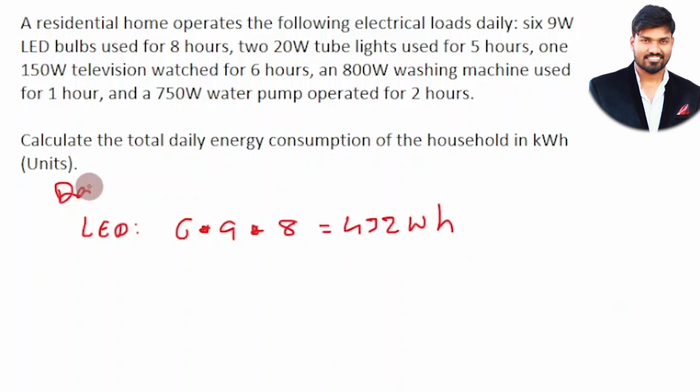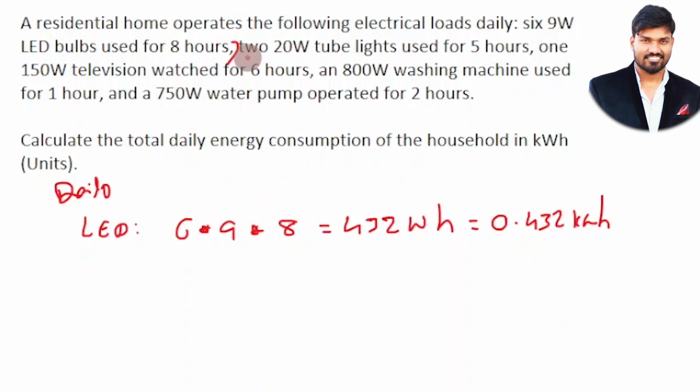This is daily. Okay, if you want to convert this into kilowatt hour, then it is 0.432 kilowatt hour a day. So LED bulbs will consume per day 0.5 units approximately. Okay, so next, so this is over.